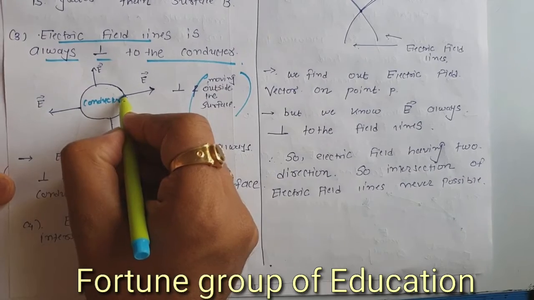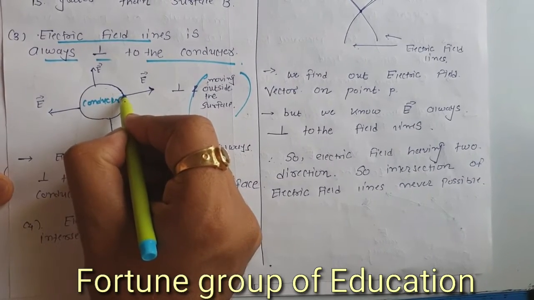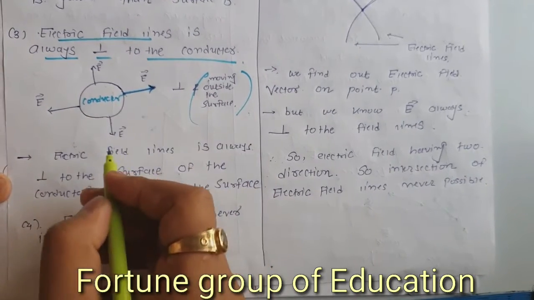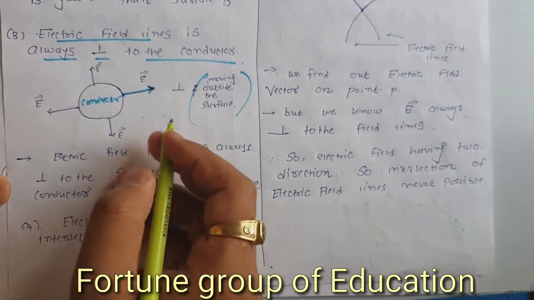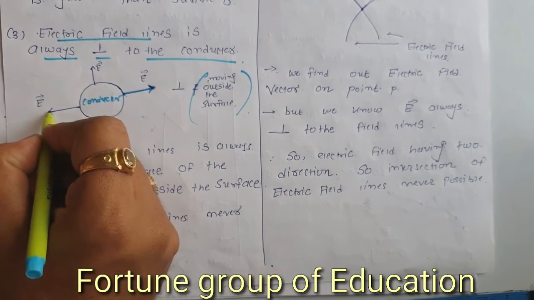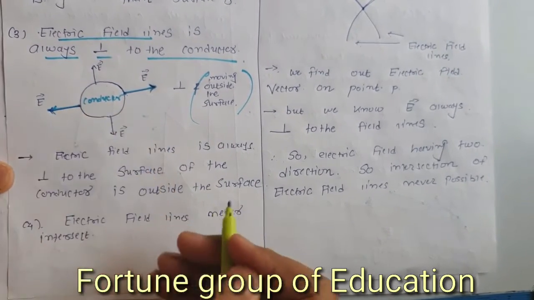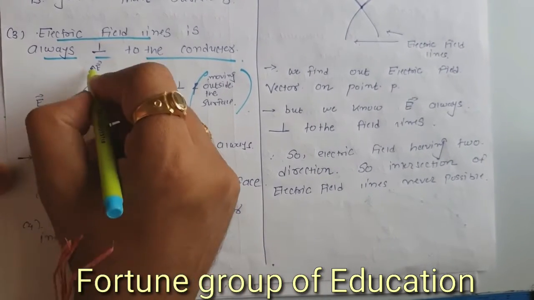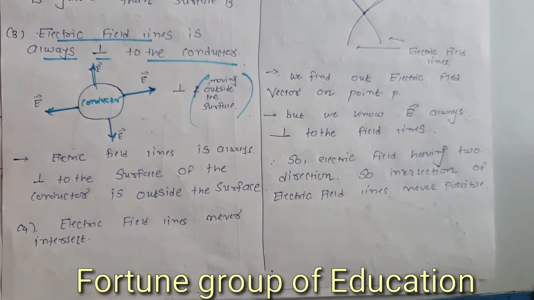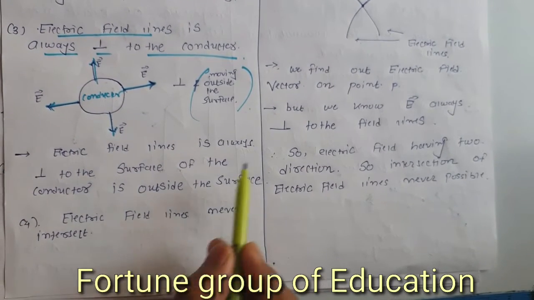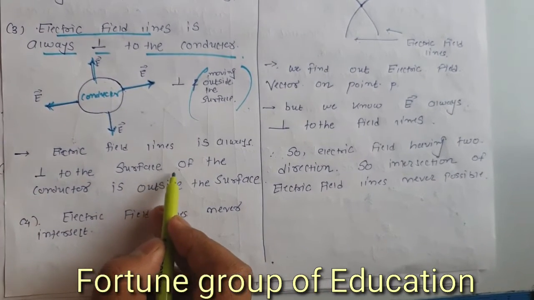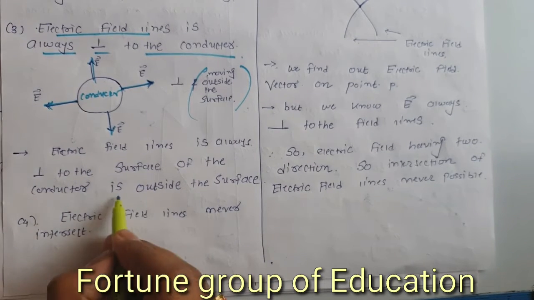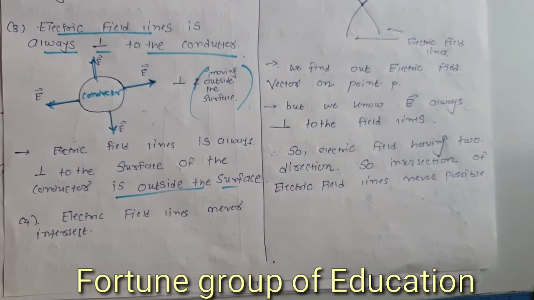Now this is one electric field, at this surface and outside the surface of the conductor. This is also an electric field, perpendicular and outside of the surface. This is also an electric field outside the surface. So electric field lines are always perpendicular to the surface, but they are outside of the surface.